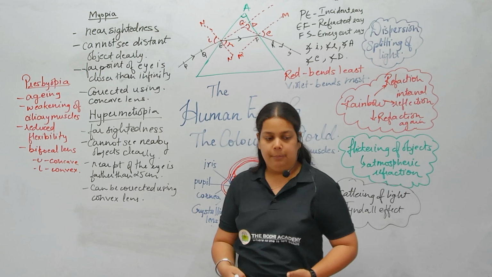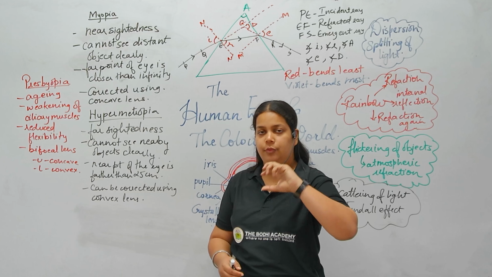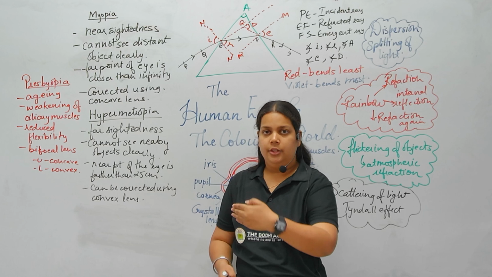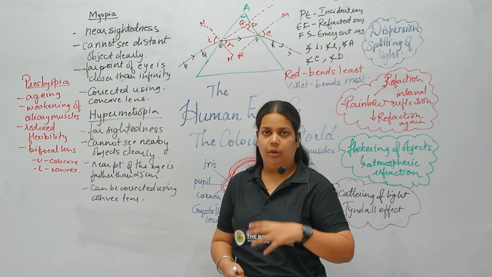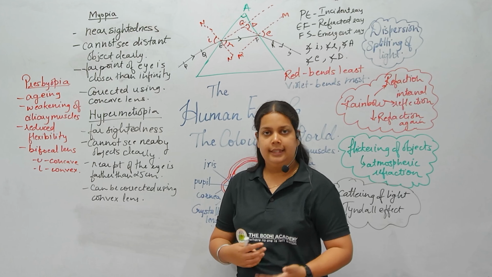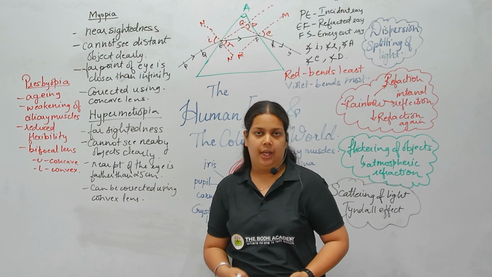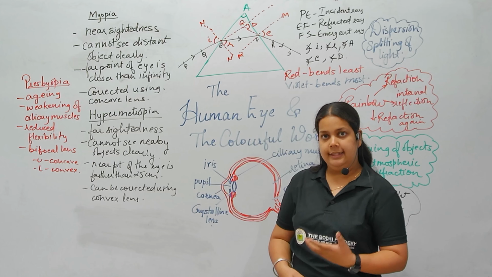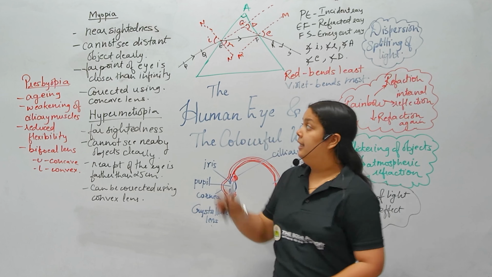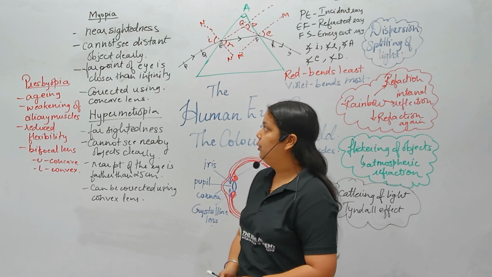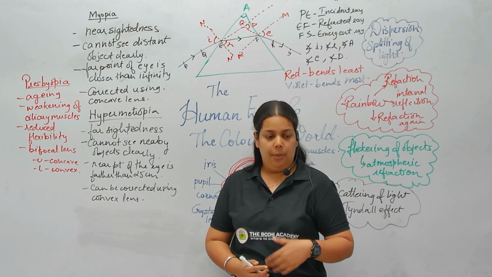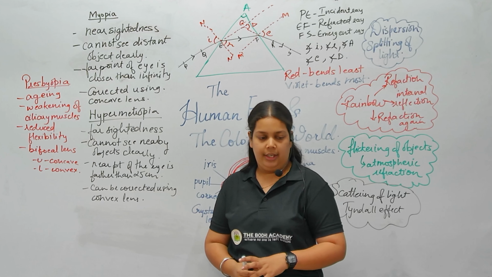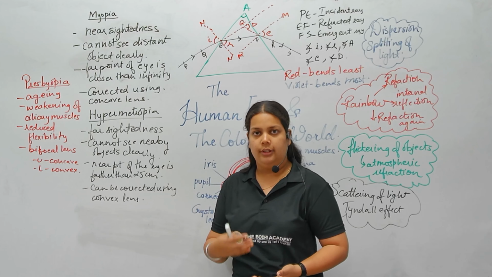And this happens because the image forms just before the retina, not on the retina. The causes of myopia are the elongation of the eyeball or excessive curvature of the eye lens, and this defect can be corrected using the concave lens because it is the divergent lens and the light rays fall on the retina.